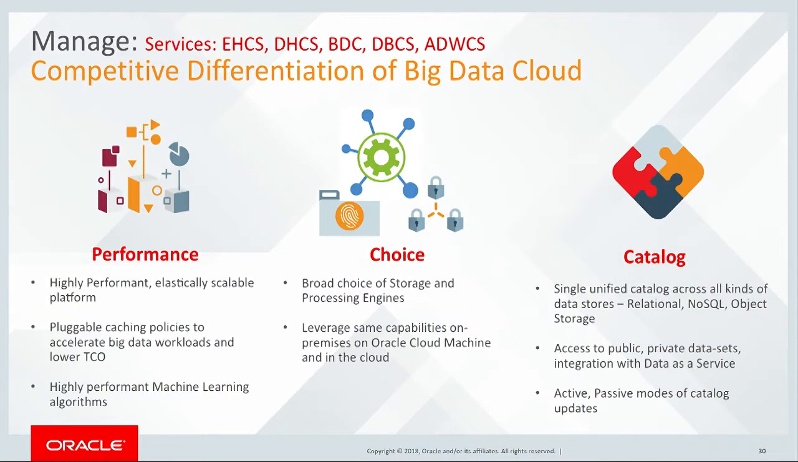Now let me run you through some of the differentiators in Big Data Cloud. Performance has always been one of the differentiators across all our portfolios. And here it's the same. We continue to enhance and develop better performance for the Hadoop ecosystem, and that's one of the pain points for most of our customers. So I already talked about Alluxio, which is a distributed cache.